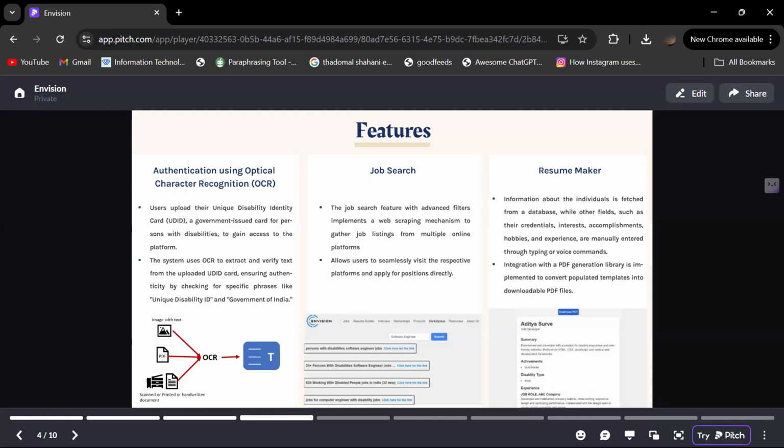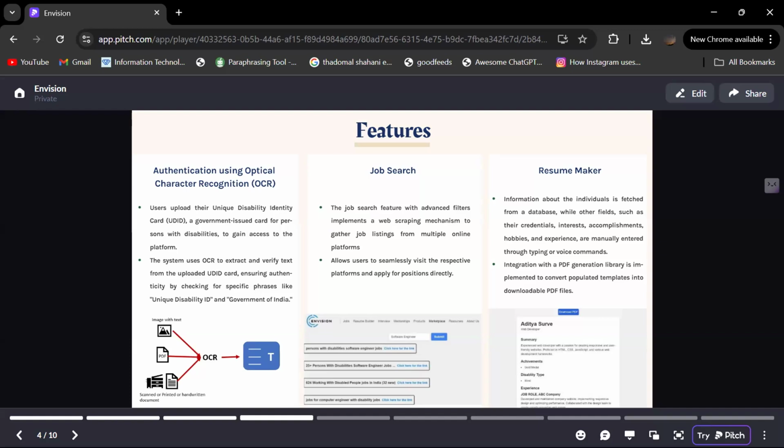So the third feature is the resume maker. The system fetches specific details about the individual, like name, contact information, etc., directly from the database. This is done automatically, so you don't have to input the data manually each time. For other details that aren't stored in the database, such as a person's credentials, interests, hobbies, accomplishments, or work experience, this information can be entered manually. This can be done by typing it in or even using voice command.